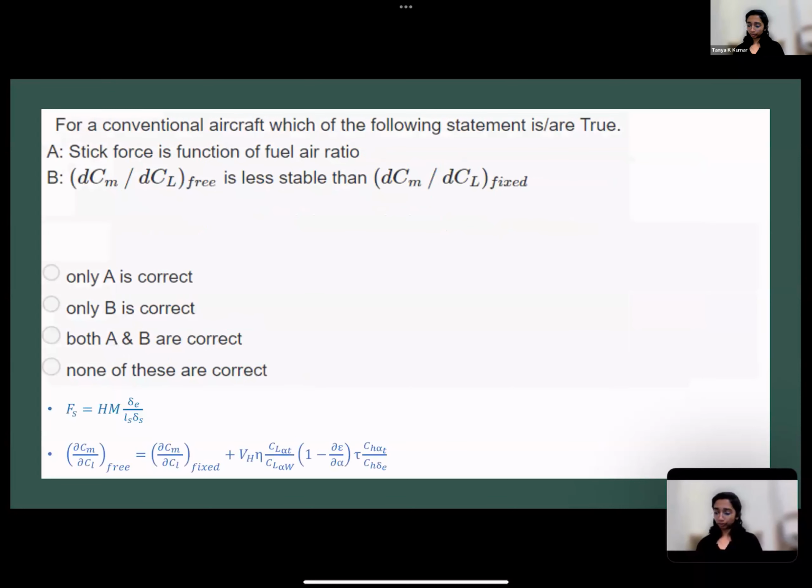So these are the equations. It does not depend on fuel to air ratio. And delta E fixed is a negative quantity, and this is a positive quantity, so it becomes less negative. Hence, DCM by DCL free is less negative than DCM by DCL fixed. So the fixed case is more stable.